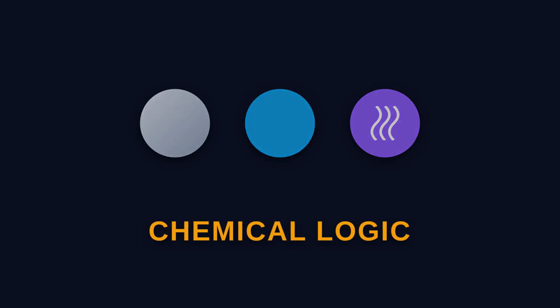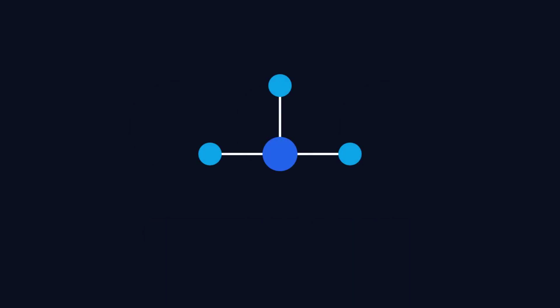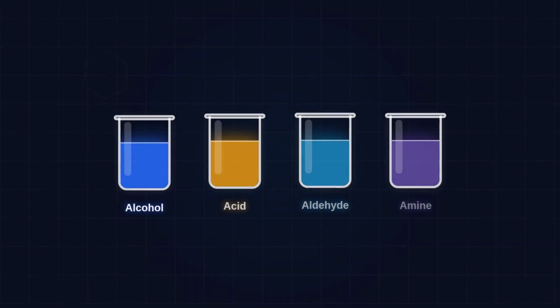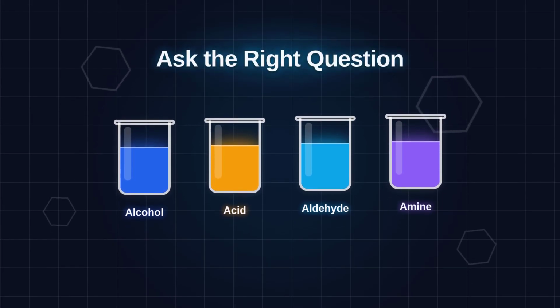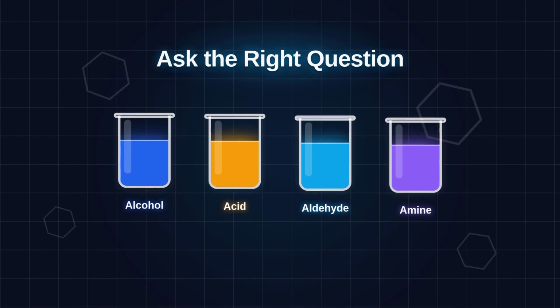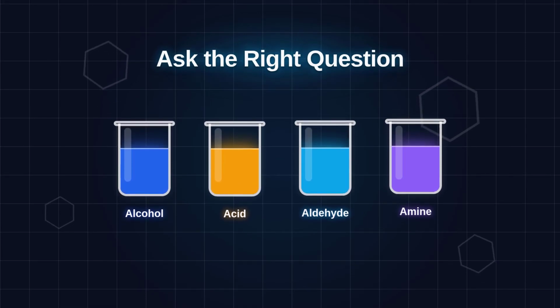The beauty of these tests isn't just in the color changes or the smells, it's in the logic. We aren't just memorizing recipes, we are probing the electronic heart of the molecule. By observing whether a bond breaks or a gas escapes, we are effectively shaking hands with the atoms to see how they respond. Next time you see a clear liquid in a chemistry lab, remember, its identity isn't hidden. It's just waiting for you to ask the right question. Chemistry isn't just about what things are, it's about what they do when they meet a friend.